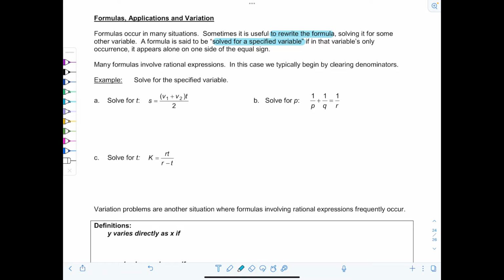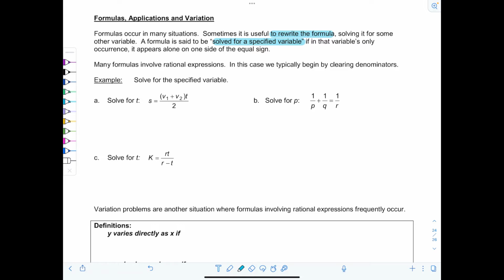So basically, whatever variable you're being asked to solve for, that variable needs to be all by itself on one side of the equation, and it better not pop up on the other side of the equation. Otherwise, you did it wrong. And many formulas involve rational expressions. And so in that case, we would typically begin by clearing denominators when you're trying to solve for a specified variable. Okay, so let's just get some practice here.